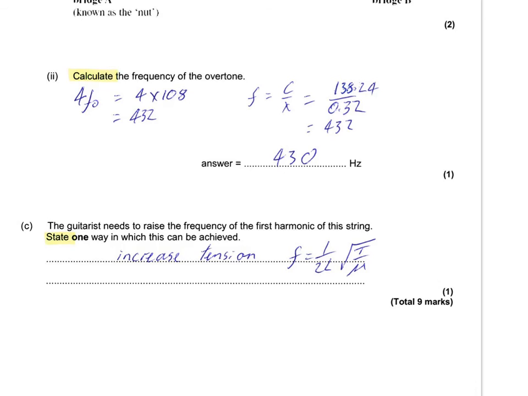So I could increase the tension. I could decrease the mu, the mass per unit length. Is it really the same string if I do that? Not sure. I could also decrease the length, which would give me a higher frequency. Perhaps the simplest one, increasing the tension. So that's the Waves Homework Booklet question 13.